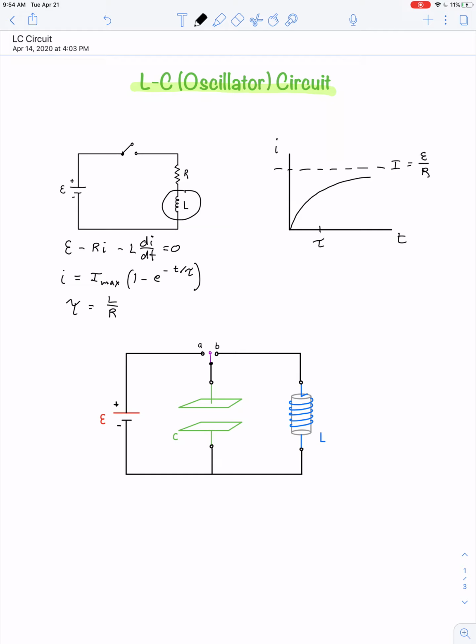If we put tau on the time axis, then it intersects our curve at about 63% of the maximum current. Okay, well, in this video lesson, we're going to investigate a different type of circuit. Instead of the RL series circuit, let's take a look at an LC oscillator circuit.